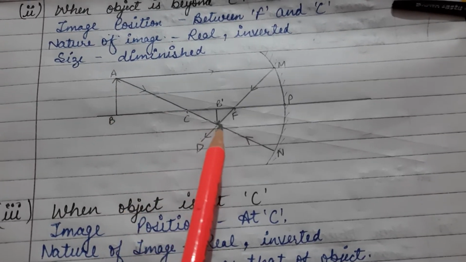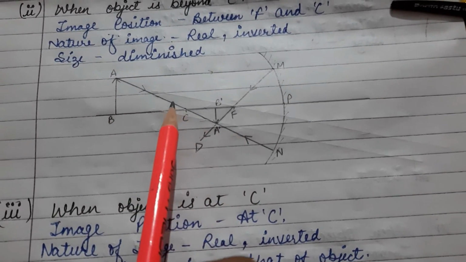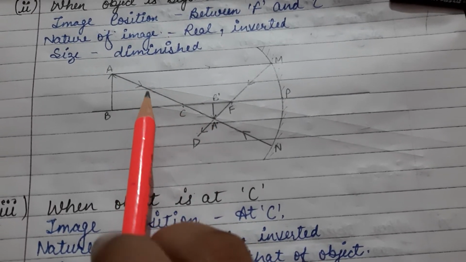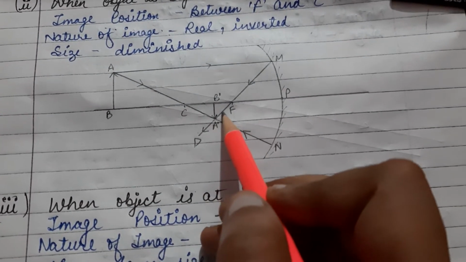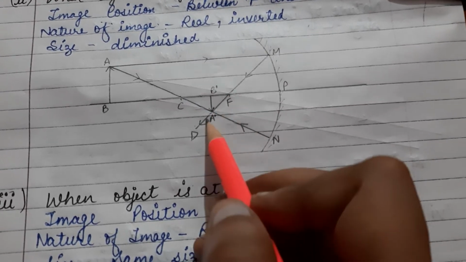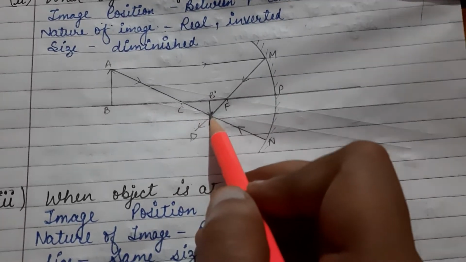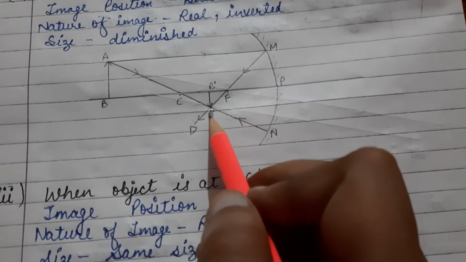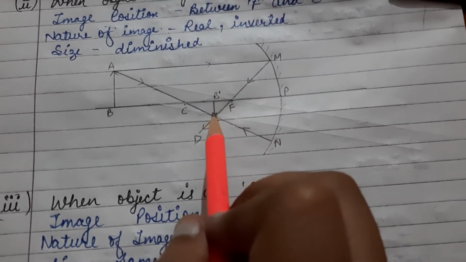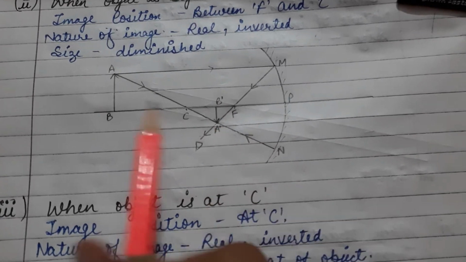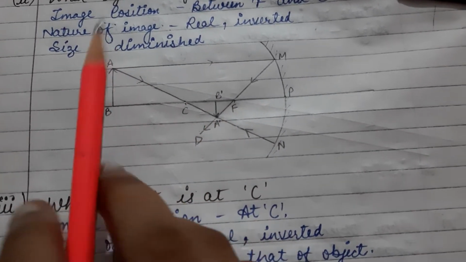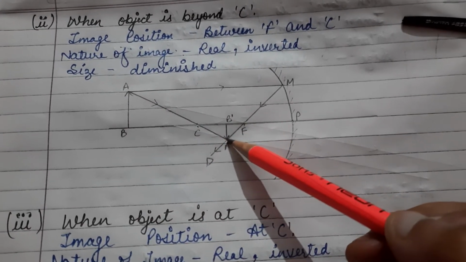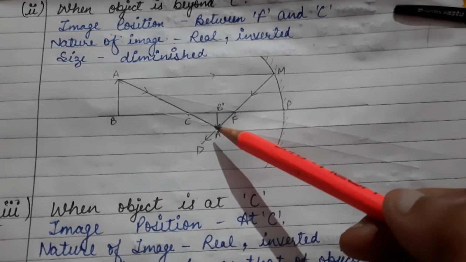So this is the ray that is traveling through center of curvature, that will reverse back through center of curvature. So this is the point at which they both strike, and this is the point where the image will be formed, that is A dash and B dash. This is real and inverted. The size will be diminished, meaning smaller than the actual size of the object. So that's why it is diminished in size.